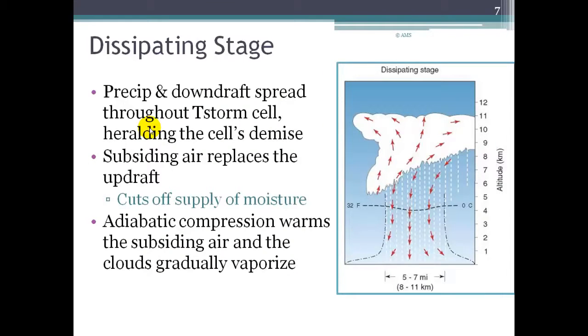Finally, the dissipating stage is where the precipitation and the downdraft spread throughout the thunderstorm cell, and they bring the end of the storm. The subsiding air replaces the updraft and essentially cuts off the supply of moist air. So remember, adiabatic compression warms subsiding air, and so the clouds eventually vaporize, and the party's over.